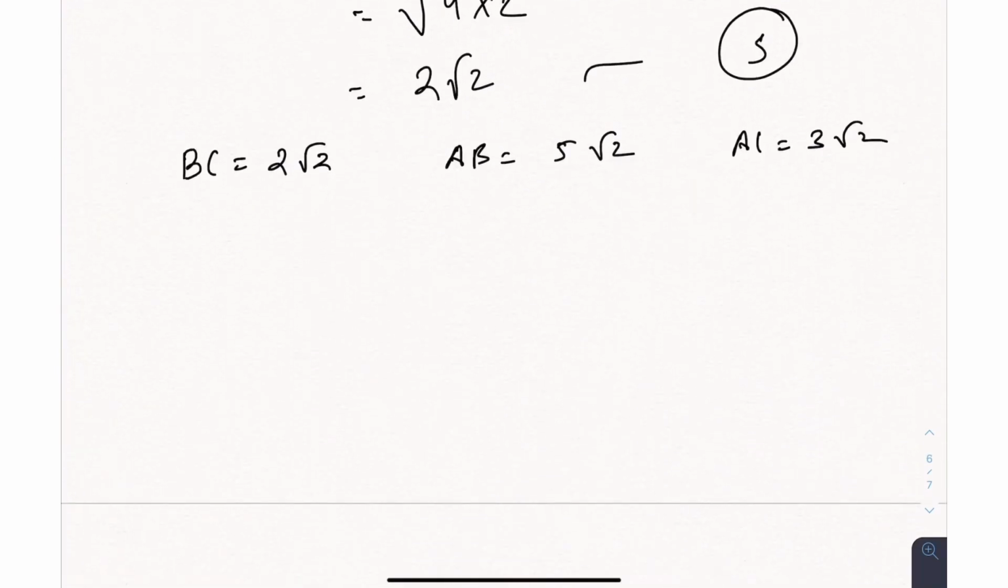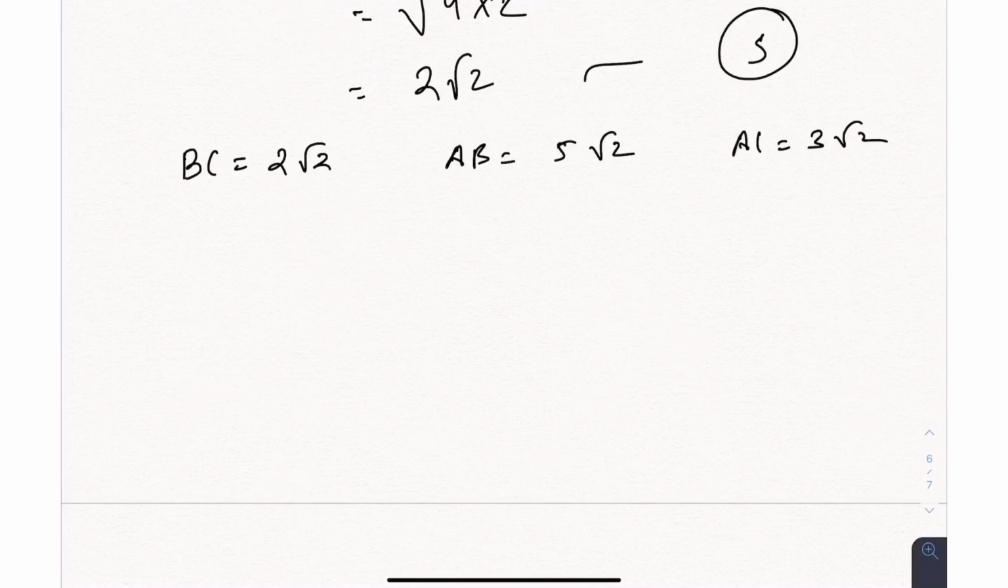So as I told you, you need to check whether the sum of two lengths is equal to the third length. If this condition is true, then only we can say that the points are collinear. And if the condition is not true, then we can't say that the points are collinear. They don't lie on the same straight line.